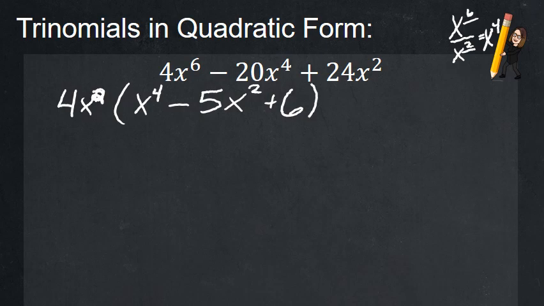All right, so I have my GCF up front. I'm going to keep bringing that down. But now I have a trinomial with a leading coefficient of 1. So typically we just do xx. But because I have x to the 4th, I need to do x squared.